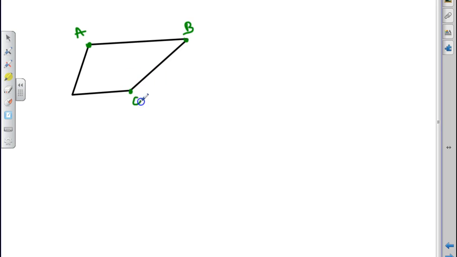Next thing. Quadrilaterals are named by their vertices, and we list those vertices in order. And it doesn't matter where you start or which direction you go, but once you start a direction, you've got to stick with that direction. All right, so this would be quadrilateral, and we could start anywhere. We could start here at B, and we can go this direction or we could go this direction, but we have to go to the consecutive vertices. That means one right after the other.